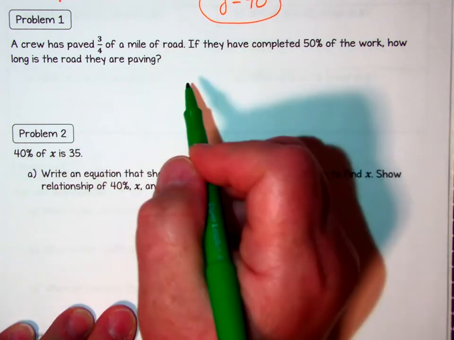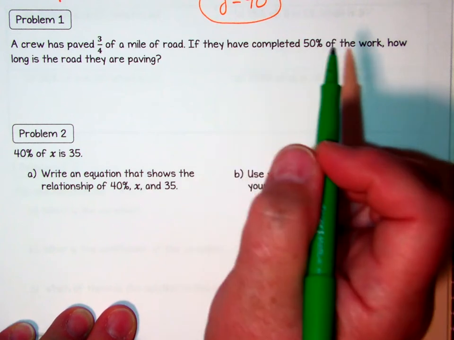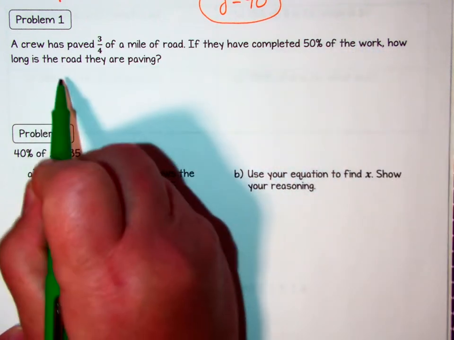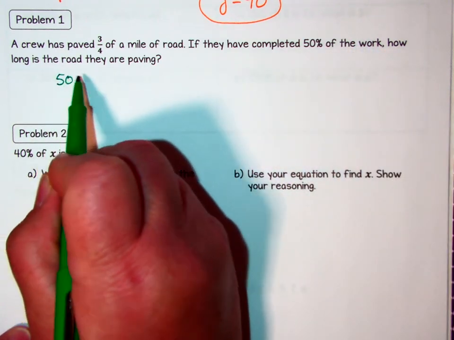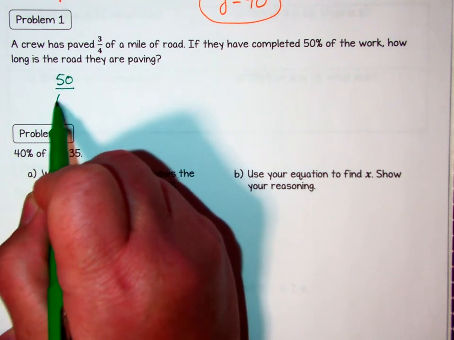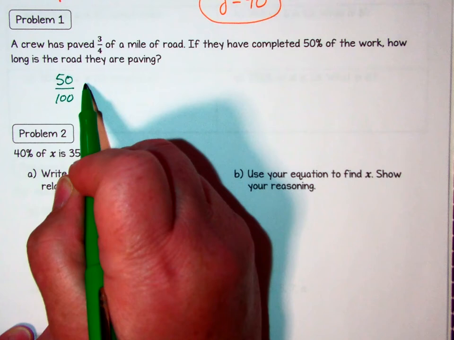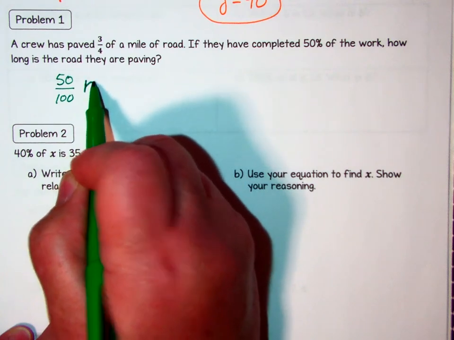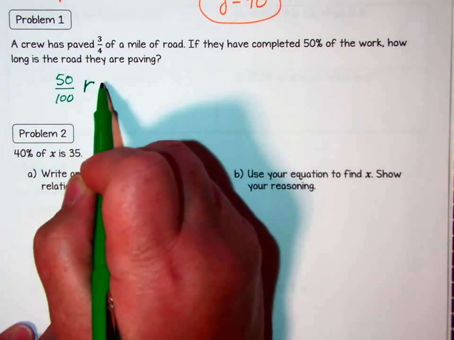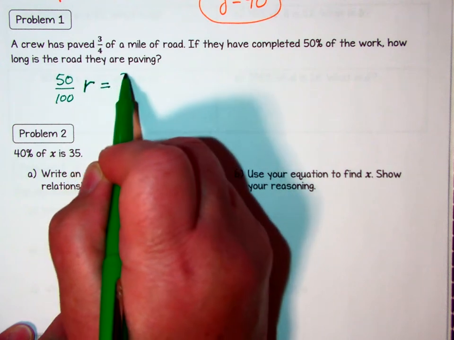So I know the part, the percent times the whole equals the part. So my equation is going to be 50%, so 50 hundredths, times the whole length of the road. I don't need to use that symbol. So I'm going to call R the length of the road. So 50% of R is equal to 3/4.